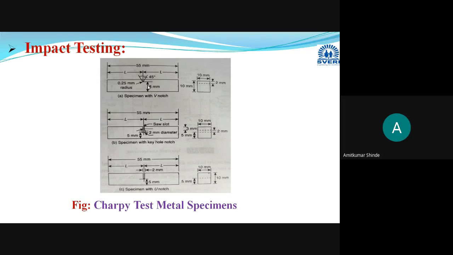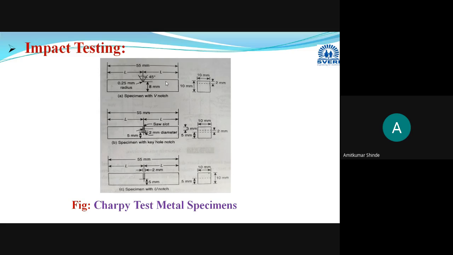Sometimes they may ask you in the objective questions which type of sensitivity is measured in the impact test. Your answer will be notch sensitivity. With the help of that notch, you may use a V-shaped notch, U-shaped notch, or keyhole notch, and here we are creating the triaxial state of stress. These are the conditions we are preparing here.